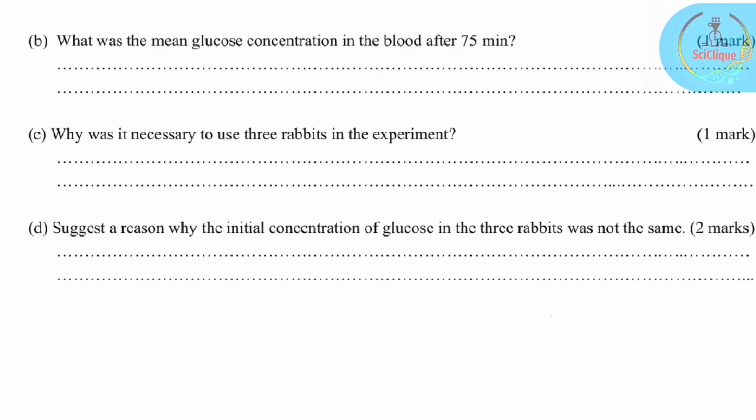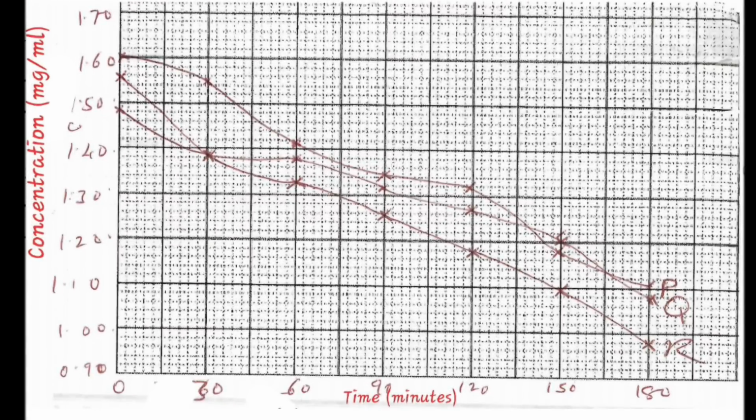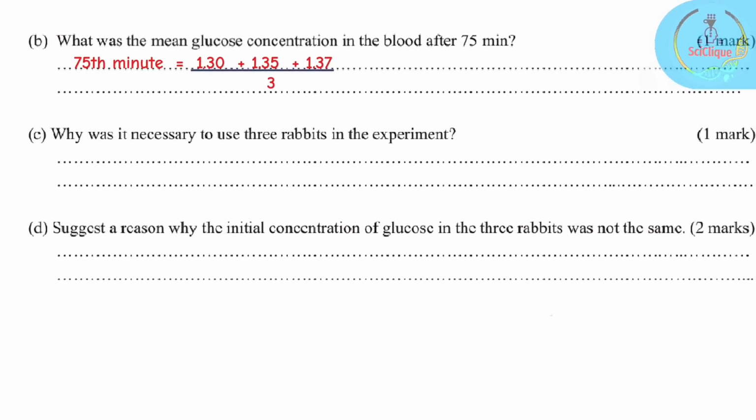Part B. What was the mean glucose concentration in the blood at the 75th minute? What we're going to do is go to our graph, locate where the 75th minute is, it's here, and then move upwards until we locate the curves of the 3 rabbits, and then read the values on the y-axis. So we are going to take these 3 values and divide by 3, because the question is asking us for the mean glucose concentration, and that will give us that answer.